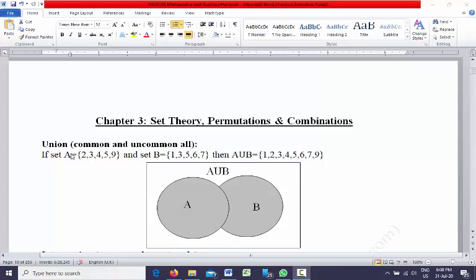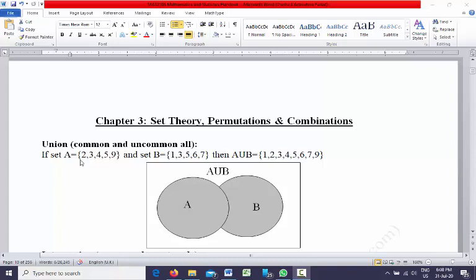Assalamu alaikum students. Today we will study set theory, permutation and combination. First of all, we will understand what is union set. This set theory we have studied in our secondary level and also in higher secondary level. So I will just recap a few things so that it will refresh your mind. Union means common and uncommon. So union operation means we need to take common and uncommon all.